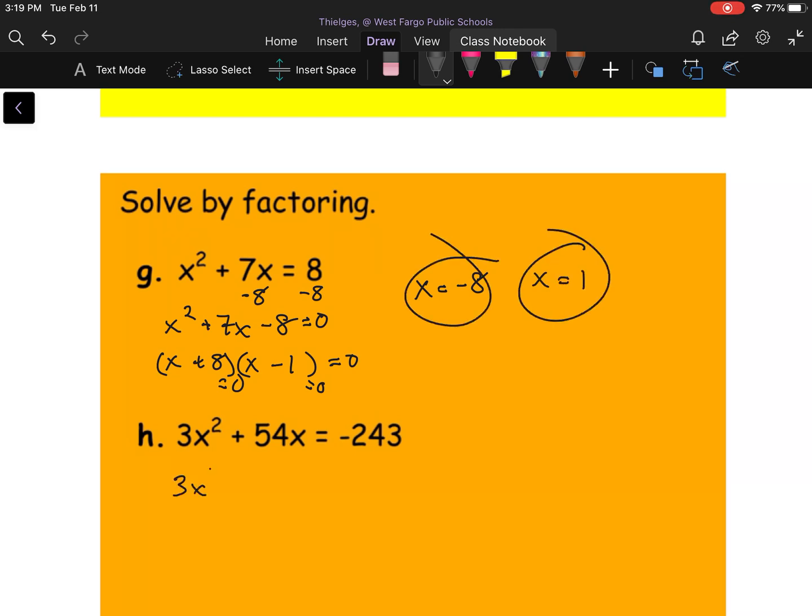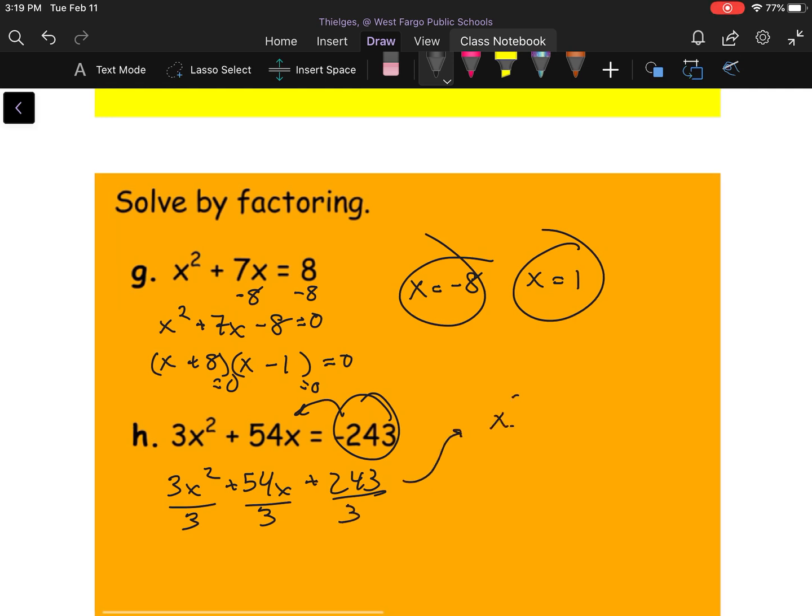Okay, so 3x to the second plus 54x. Notice that when I move this over, all it does is it changes the sign in front of it. And I don't like those big numbers, so we'll divide them all by 3. So x squared plus 27x plus 81. So factors of 81 that add up to be 27.